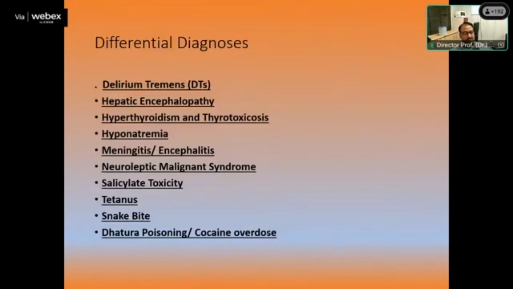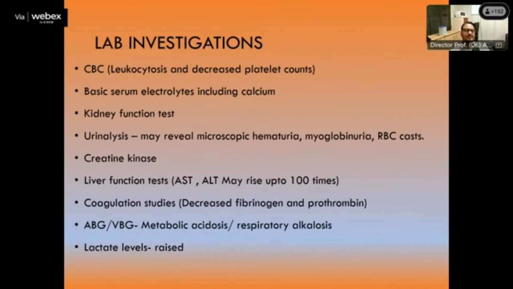Differential diagnosis is very important. Differentials include hepatic encephalopathy, hyperthyroidism, hyponatremia, delirium tremens, snake bite, tetanus. These are not so uncommon. So basically, the diagnosis of heat stroke is clinical, but investigations we do to rule out things. Suppose we have something in our mind that this can be a case of this or that, then investigations are basically meant to rule out some other conditions.